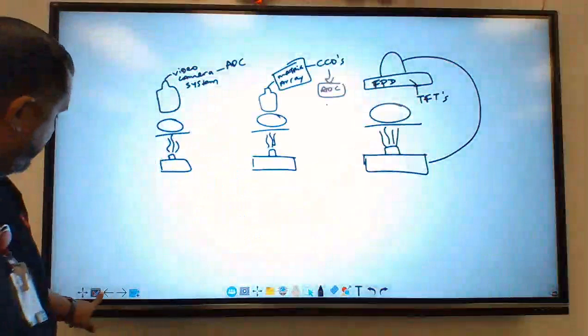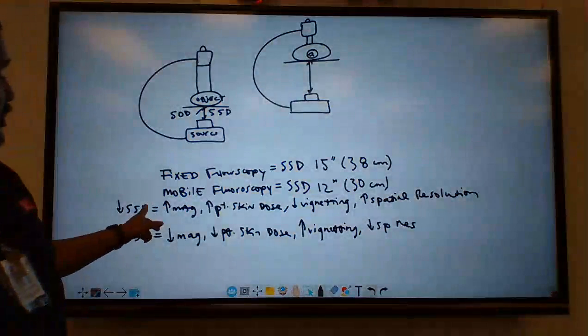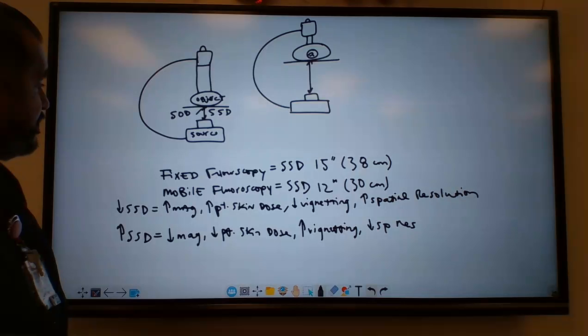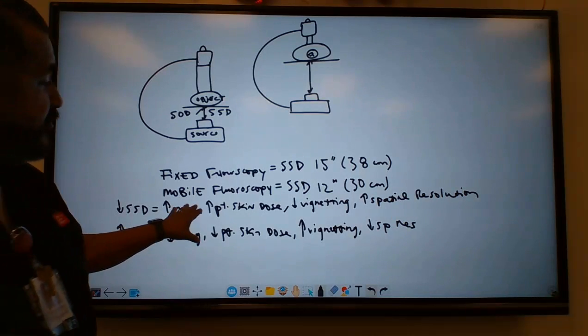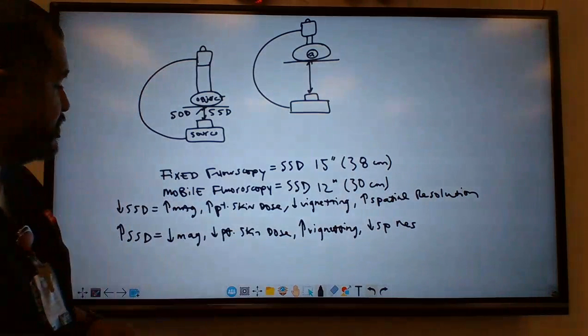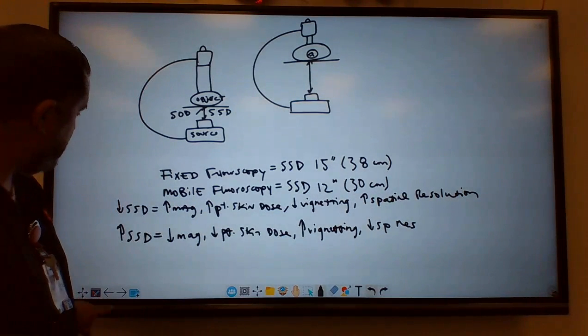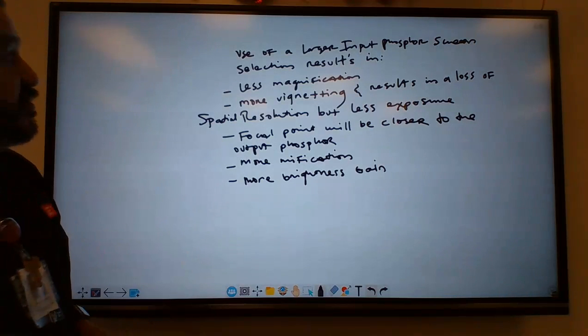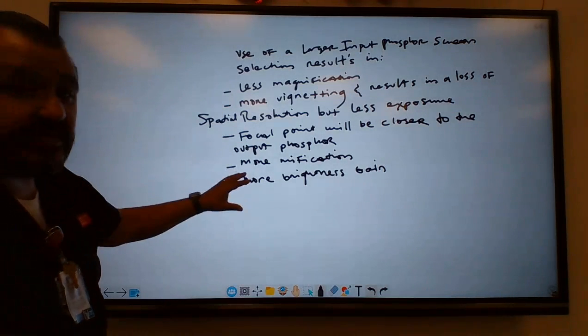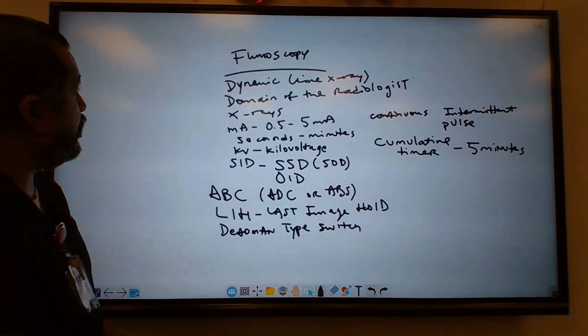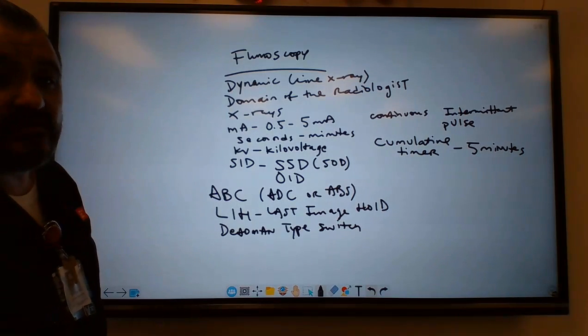All right. So let's recap. We went over SSD, source to skin distance. Talked about how it affects magnification and spatial resolution, vignetting. And then we have the use of a large input phosphor screen. We went over what that does. And then we went over your basic terms in fluoroscopy.